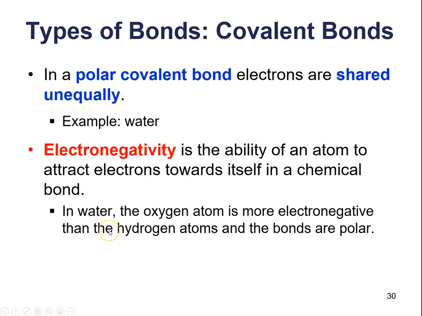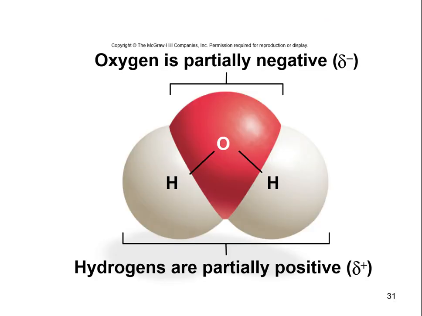So in water, and I'm going to show you a picture and it'll make more sense in a second, the oxygen atom is more electronegative than the hydrogen atoms, okay? And the bonds are polar, okay? So just like we saw before with those other examples I gave you, say of the hydrogen gas, where you just saw those 2 hydrogens exactly in plane with each other, that's not the case here in water, okay?